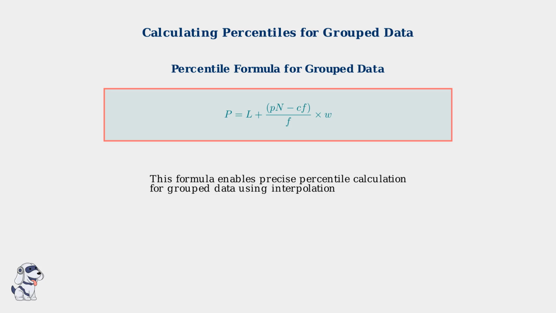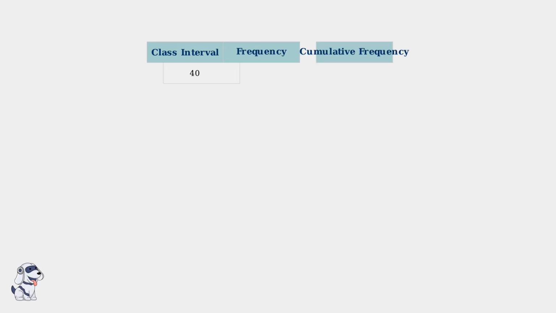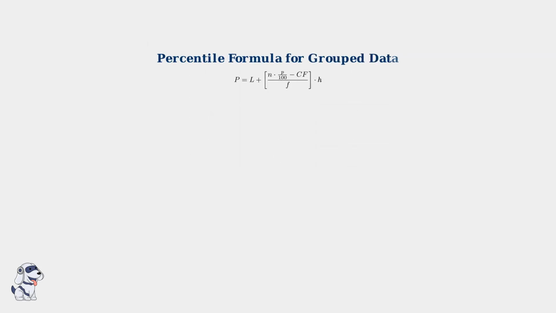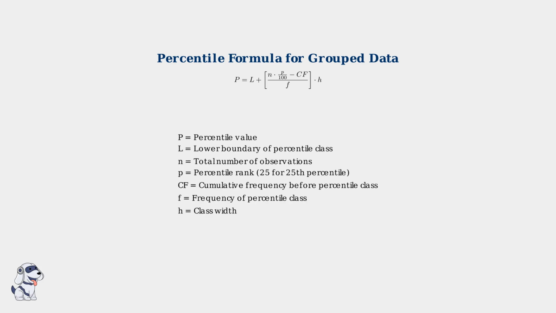It allows us to determine relative positions and make meaningful comparisons within data sets, which is crucial for data analysis and interpretation. We'll calculate the 25th percentile, also known as the first quartile, using our exam scores dataset. The 25th percentile is the value below which 25% of all observations fall. The formula for calculating percentiles in group data involves several components. We need the lower boundary of the percentile class, the total number of observations, and the cumulative frequencies.